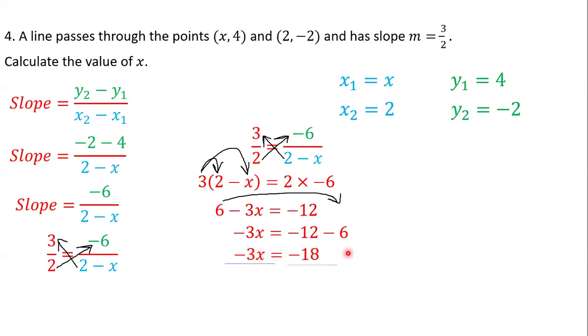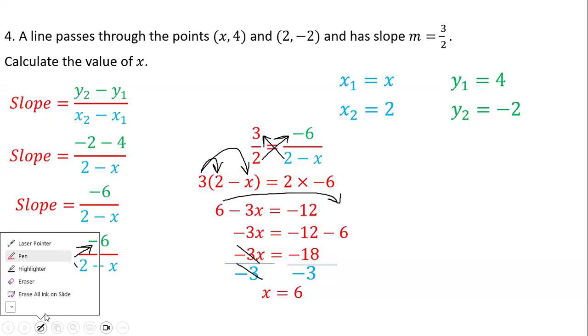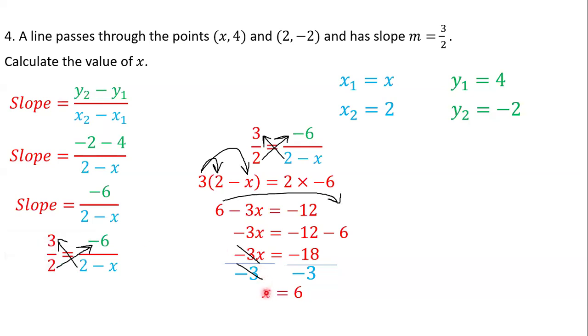We divide both sides of this equation by -3. We cancel this -3 with this -3, and so we are left with x on the left-hand side. On the right-hand side, we have -18 divided by -3, and -18 divided by -3 is +6. So we have that x is equal to +6. And that's the answer to this particular question.